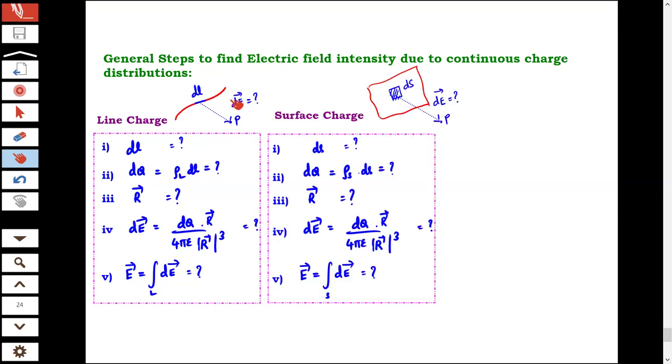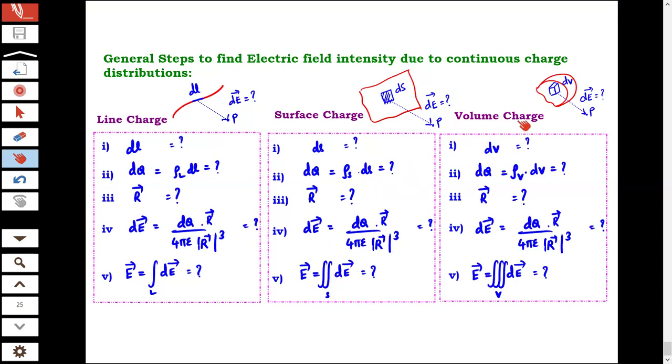A similar approach can be done for a surface charge, where we will consider a small surface area, which is a differential surface area on this larger surface. We'll find the contribution of electric field intensity due to this smallest surface element. Then we will integrate over the entire surface area. First, we will estimate ds. Then we will find the charge contribution in the smallest element ds with the known charge density. Then we will find the displacement vector r. Then apply Coulomb's law. Then find electric field intensity by performing surface integration.